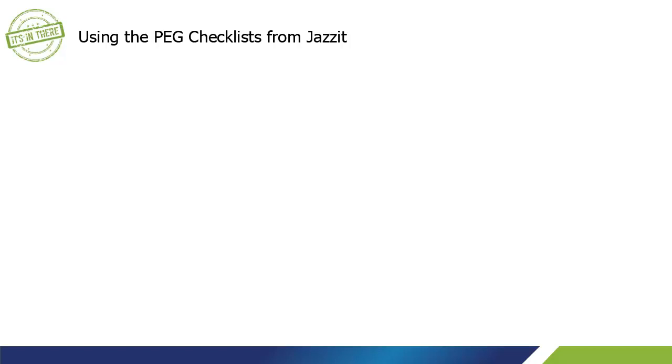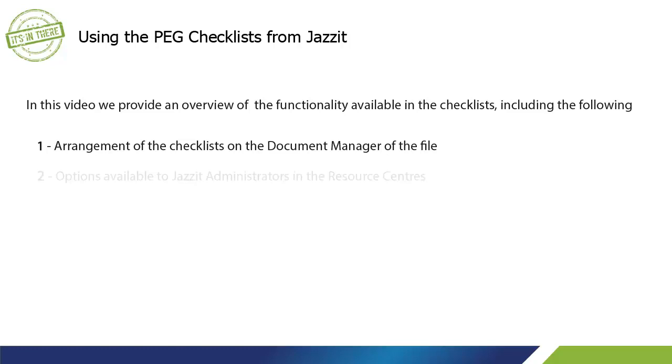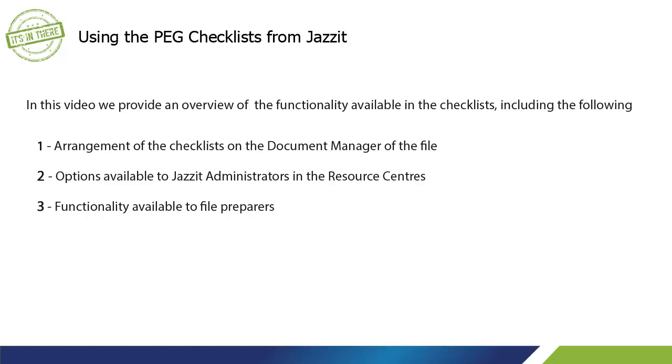client files. In this video we provide an overview of the functionality available in these checklists, including the following: arrangement of the checklists on the document manager of the file, options available to the Jazzit administrators in the resource centers, functionality available to file preparers, the digital letterhead option, and materiality options.